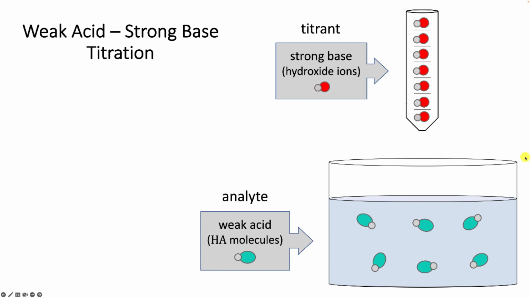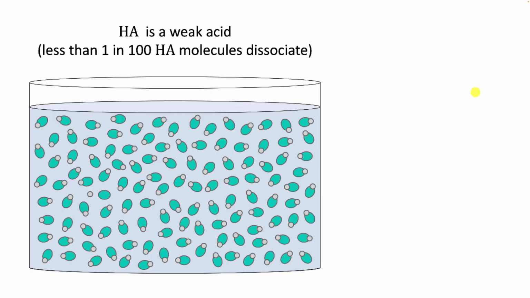This is a look at a weak acid strong base titration at a particulate level to see what is going on during the titration. We are titrating a weak acid, that's our analyte, the thing we're analyzing, with a strong base, that's our titrant, the thing that we are adding. And first of all, a point of clarification.